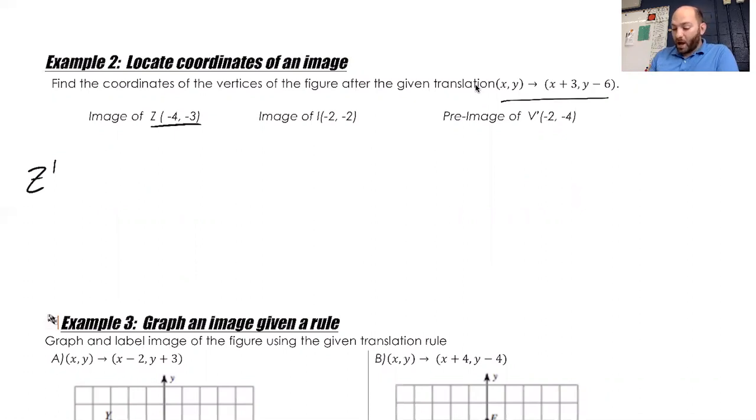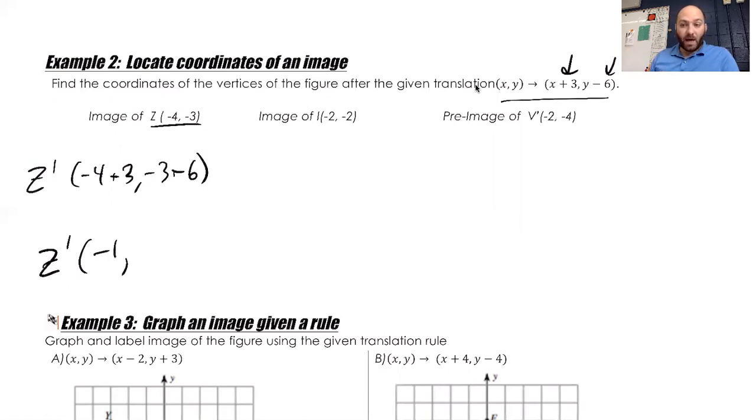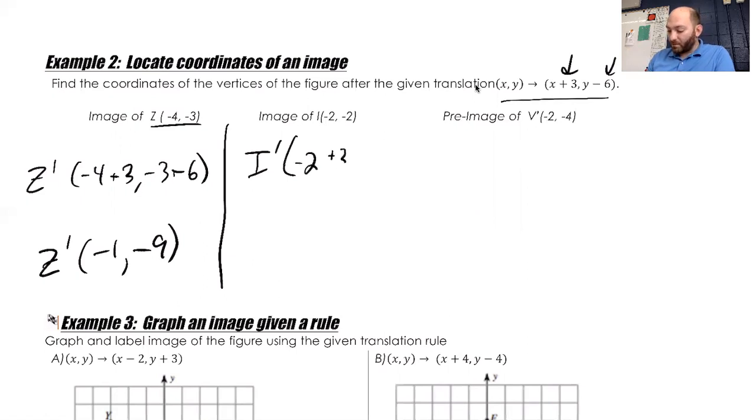Okay, to get to z prime, I'm going to take -4 plus 3, and I'm going to take -3 here for the second value, subtract 6. That's it. Just follow the rule. So z prime is going to be at the point -4 plus 3 is a -1, -3 minus 6 is a -9. Okay, image of I. So again, we're looking for I prime. Let's do the same exact thing. So we're going to look at -2, we're going to add 3, and then we're going to have -2 minus 6. So that means I prime is at -2 plus 3 is a +1, -2 minus 6 is a -8.